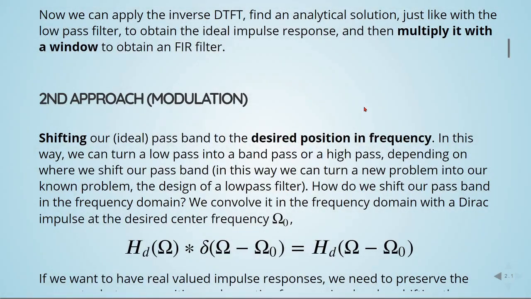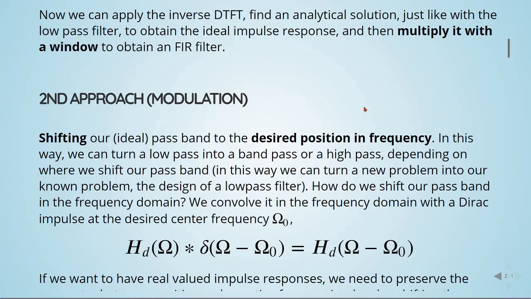Another approach is to use modulation, so shifting our ideal passband to the desired position in frequency. In this way, we can turn a low pass into a band pass or a high pass depending on where we shift our passband. In this way, we can turn a new problem into our non-problem, the designing of a low pass filter. So the idea is that we design just the low pass filter and then we use modulation, so we shift to the desired position.